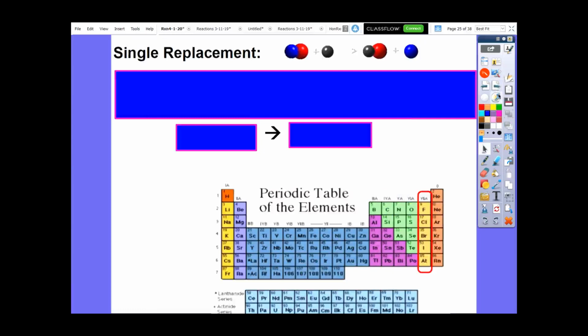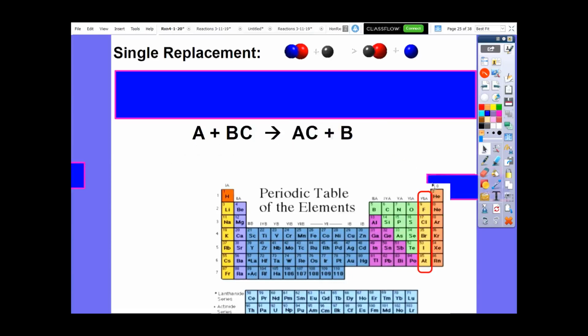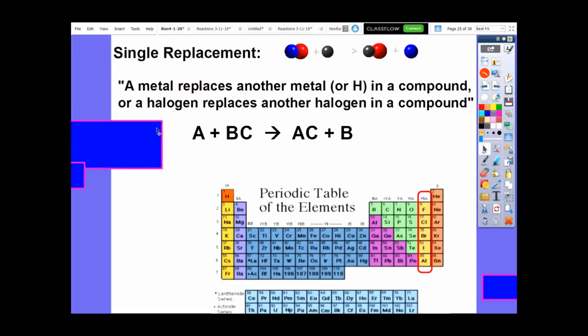All right, our next one is single replacement reactions. I want to point out that sometimes you might see them called single displacement reactions. So our basic reaction here using ABCs is A plus BC. So I have an independent element plus a compound reacts and forms AC plus B. So what happened here is that my A element replaced the B element in the compound.